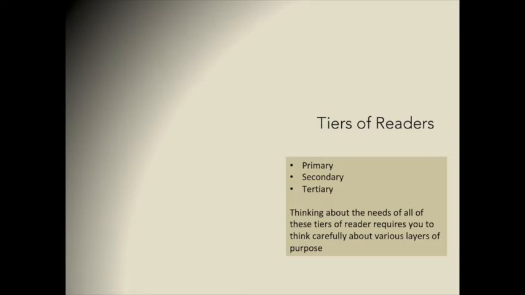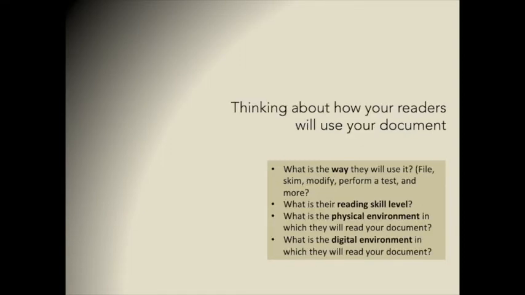So the primary reader is the person to whom you're writing. That is your main target audience. But sometimes there's a secondary reader, like a colleague or somebody in a peer group at another organization. And then there are tertiary readers. Sometimes those are government agencies or other kinds of oversight agencies who might have something to do with your document. You need to think about the needs of all of these tiers of readers, and that requires you to think carefully about various layers of purpose. So you need to also think about how your readers are going to use your document. This is called context of use.